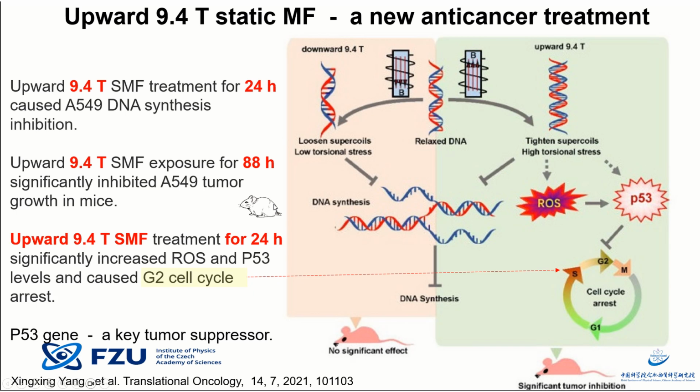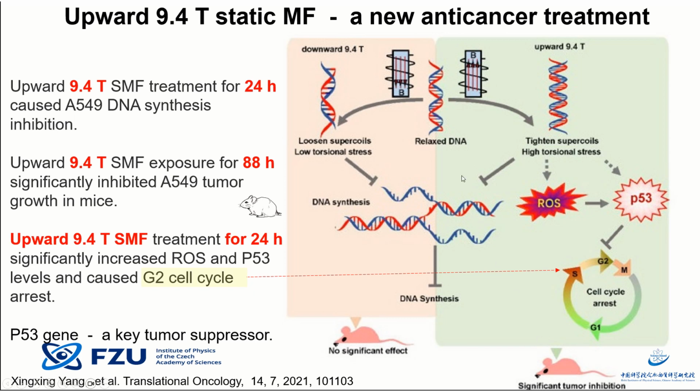The diagram shows the mechanisms of actions of downward and upward magnetic fields. In the case of an upward 9.4 Tesla magnetic field, the supercoil density is high. DNA synthesis is sufficiently inhibited. This triggers the ROS level elevation and activation of the P53 protein, a key tumor suppressor. In mice, this causes a significant tumor inhibition.